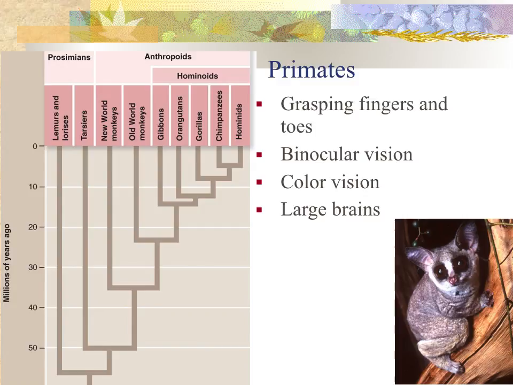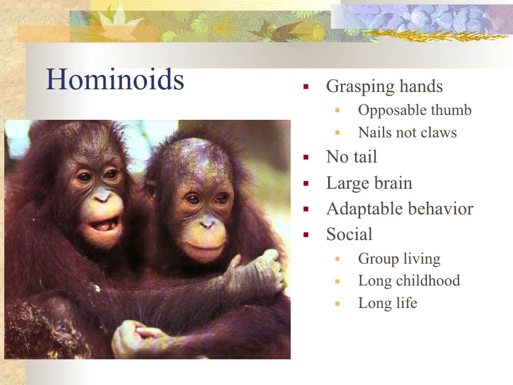Okay, and among the mammals, we're most closely related with the primates. All the primates live in trees and are very good at grabbing onto tree branches and holding on. Primates have grasping fingers and toes. They have binocular vision, color vision, and large brains. Okay, among the primates, the most similar to us are the hominoids.